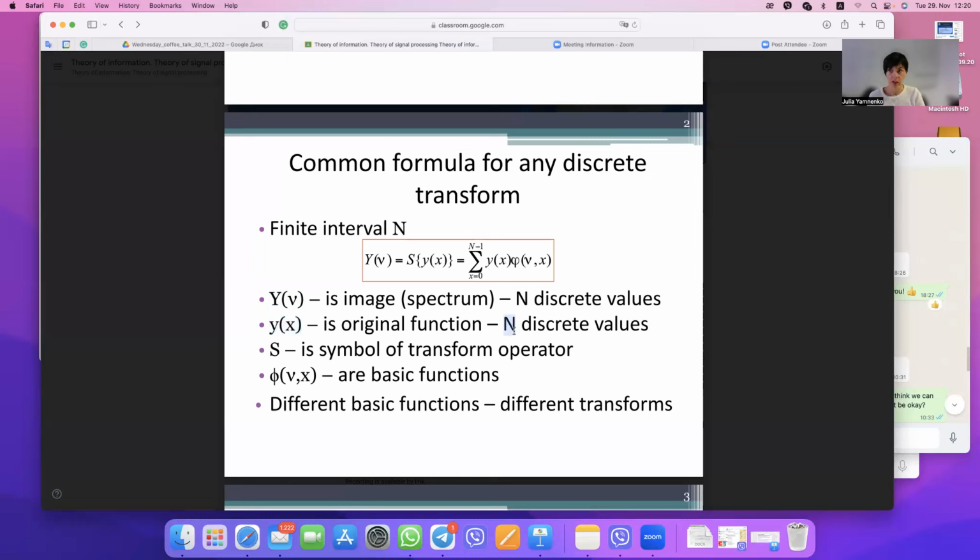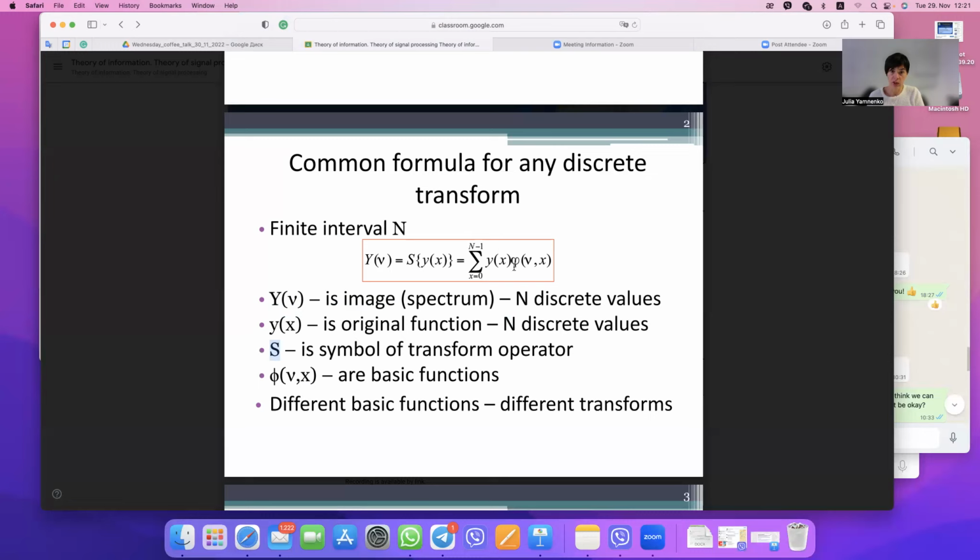So we have N discrete values in the input. This is our original function. And after some mathematical transformation, after applying some formula, we obtain its image. It's also represented by N discrete values. Here in the formula, S capital is a symbol of the transform operator. So it depends on what kind of spectral transform we use, but in the common formula it is noted like just S, like a symbolic notation. And then we have a sum, and under the sign of the sum, we have the original function y of x, and also we have a function phi.